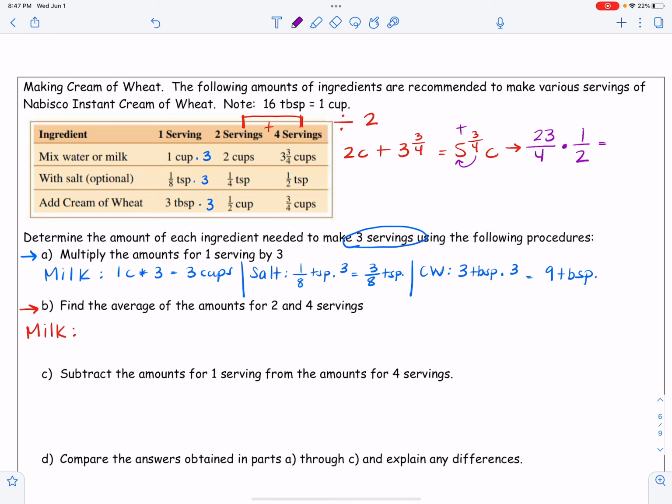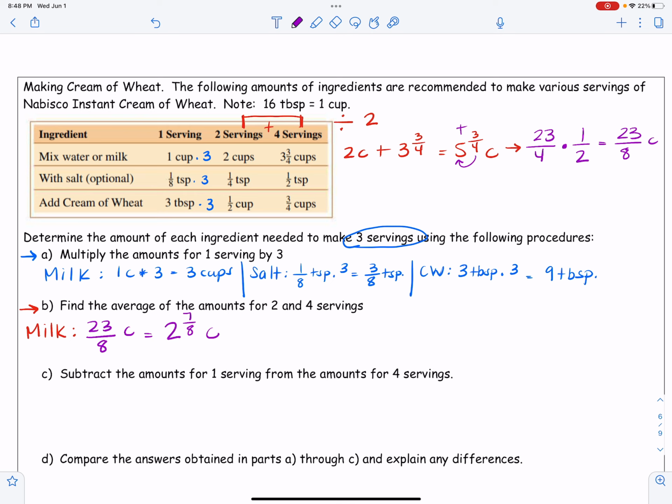And the way I divide by 2 is I multiply by its reciprocal, or 1/2. So this becomes 23/8, meaning the amount of milk or water would be 23/8 cups. Or to make that a little more logical, 8 goes into 23 2 times? That gives me 16 with 7 left over. So that's the same thing as 2 7/8 of a cup. Now notice that's close to what we got in the first example, where we got 3 cups. This is just a little bit less than that.